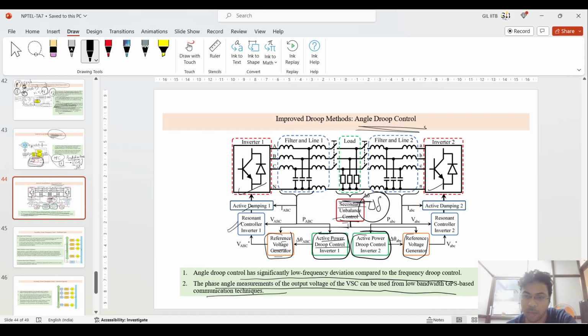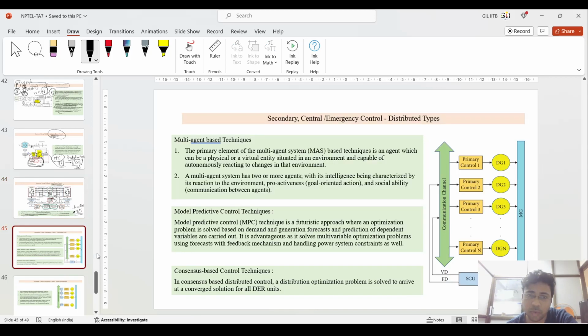This phase angle measurement of the voltage VSC can be used for the low bandwidth GPS based communication technique. Okay, please remember this point, that this is very important for the low bandwidth GPS based communication technique.